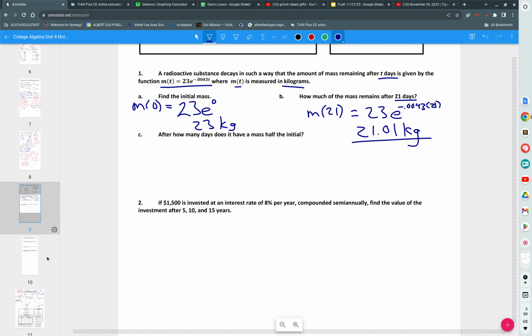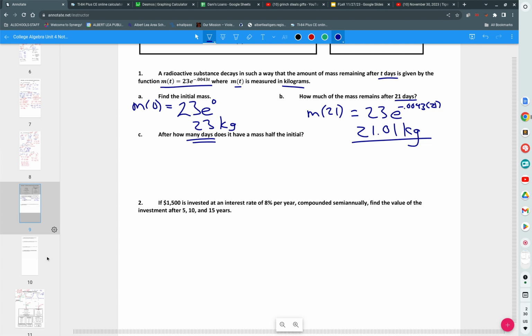Now look at the next question. How many days does it take to have a mass that is half the initial mass? What is different about this? What am I solving for here? I'm solving for the time, right? It says after how many days? This is what I'm wondering. How many days does it take to have a mass that is half the initial? So I know the mass in this situation. I don't know the time.